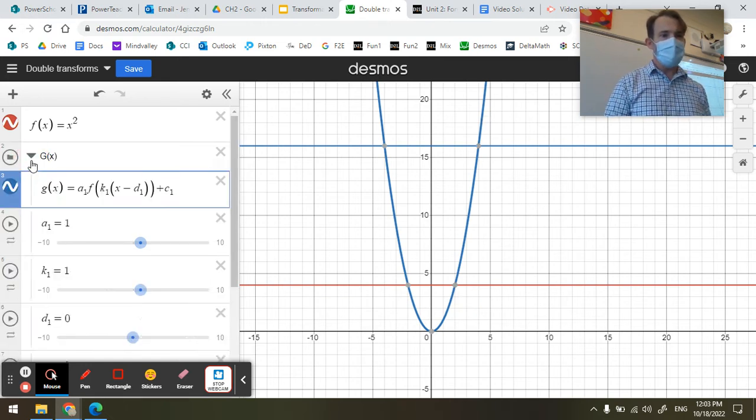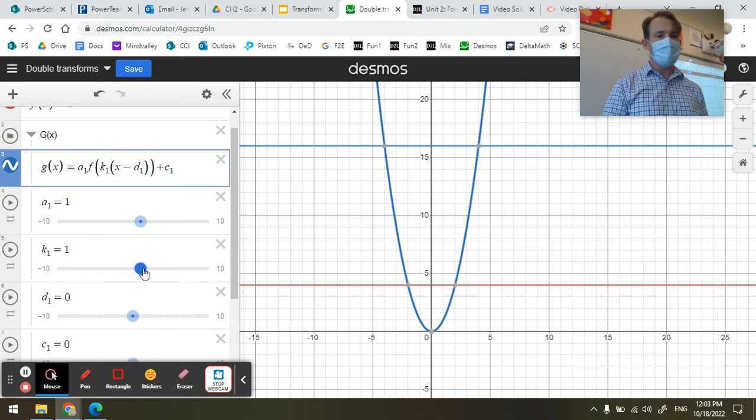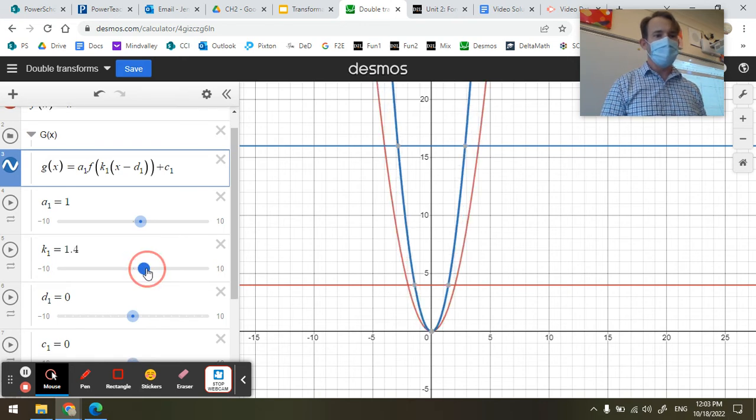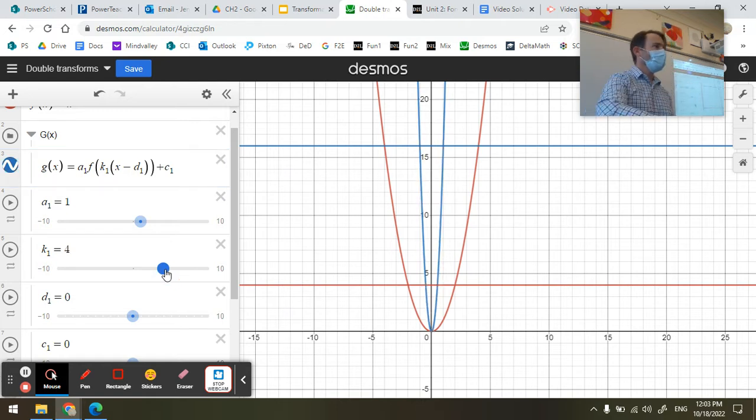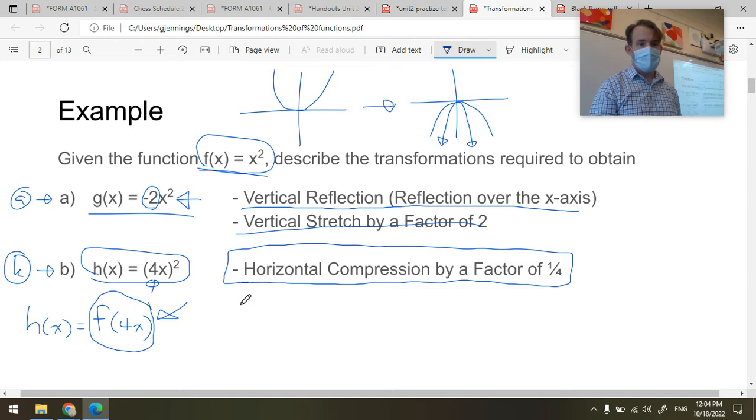Now, let's go inside the guts of g of x and just change this k to 4. So it looks like a vertical stretch. Do you agree? Yeah, it's been stretched vertically. But if you check, you'll find it's not been stretched vertically by factor 4. You want to see algebraically why that's true? Yeah, I'll show you. So over here, we know that this is f of 4x, right?